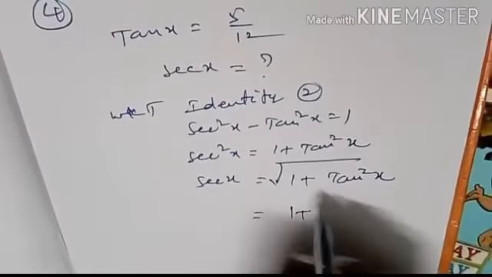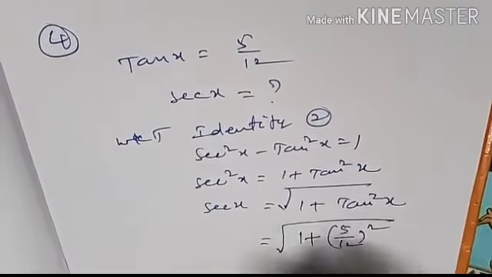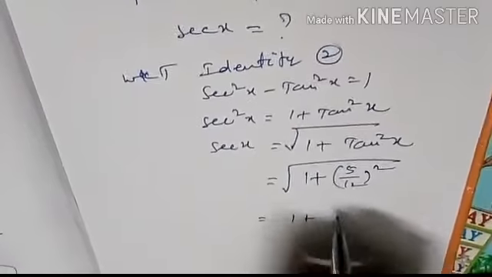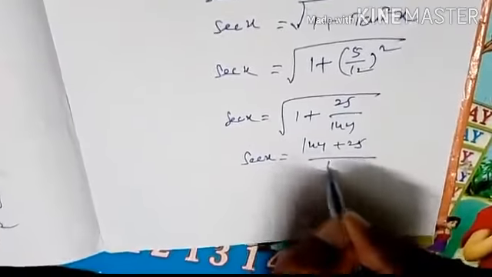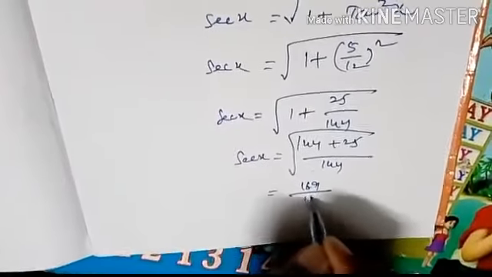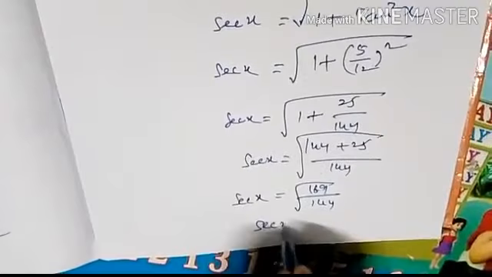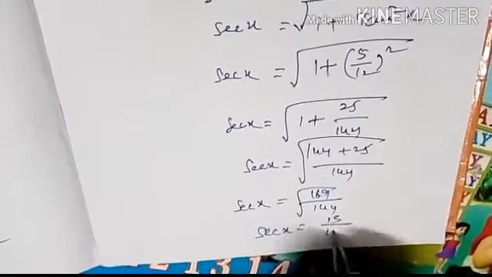Substitute the value of tan x, (5 by 12) whole square under square root. 1 plus 5 square means 25, 12 square means 144. So secant x is equal to 144 plus 25 by 144 under square root. So 169 by 144. So secant x is equal to 13 by 12.